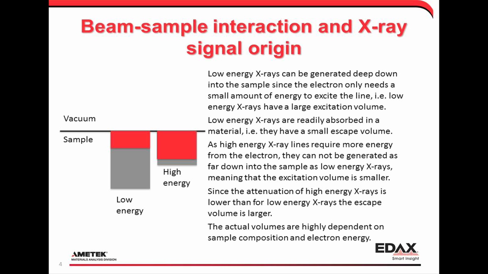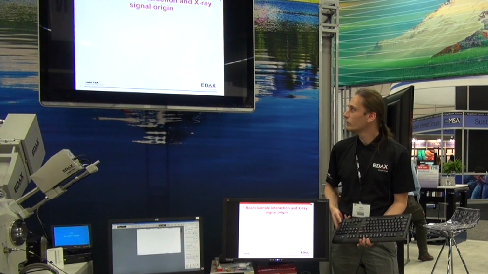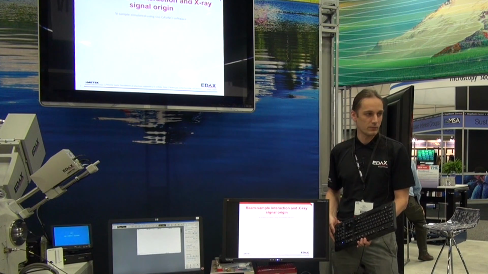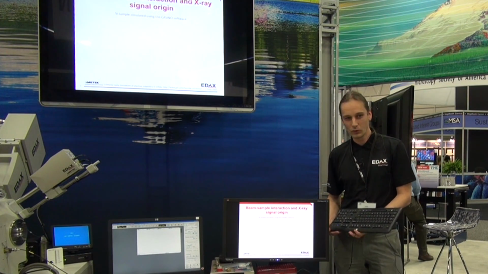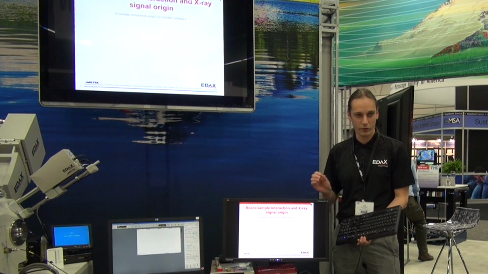So depending on if I have a heavy element sample, my light energy X-rays will have a very shallow escape region. Whereas if I have a light element sample, I'll have a very large escape region. If we try to run a simulation of it, this is a silicon sample. I'm using the Casino software. It's free. Google it. I'm told, depending on where you're at, don't Google Casino from your work computer.